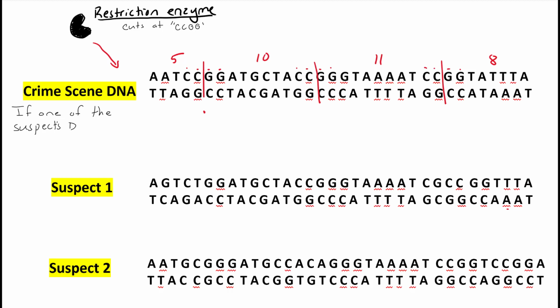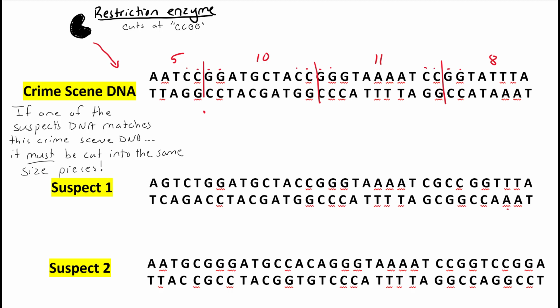If one of the suspect's DNA is cut up into those same size pieces, though, that means that's their DNA that was left at the crime scene. Let's see who has the identical DNA. So suspect 1, let's put the restriction enzyme with that DNA. Again, it's the same one. It's going to cut wherever it sees CCGG.